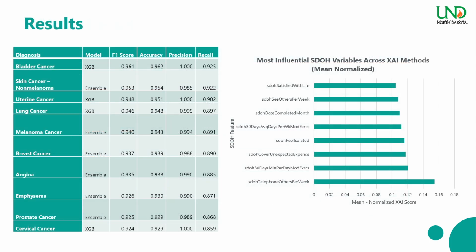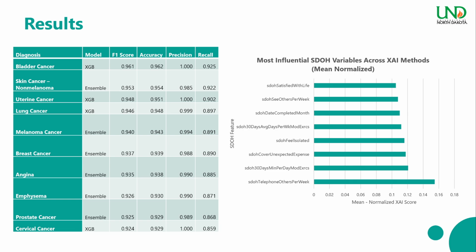So, results. Here's a snapshot of our model's performance and a high-level summary of what we got from the explainability techniques. On the left, we have the top 10 performing models by F1 score. I didn't include the same diagnosis, so this is one per diagnosis. Bladder cancer, for example: all the models performed very well, including decision trees, but XGB just happened to be the best.